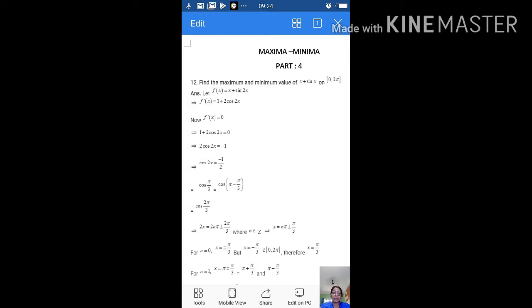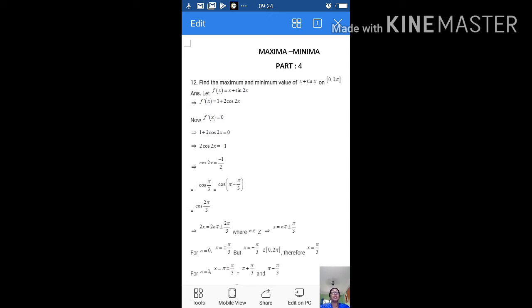Now for the solution, this part you have done in class 11 only. So from there, the solution is: if cos x equal to cos y, then x equal to n pi plus or minus y. So according to that, 2x equal to 2n pi plus or minus 2 pi by 3. So by cancelling 2 in each and every term on the left hand side and right hand side, we are getting x equal to n pi plus or minus pi by 3.